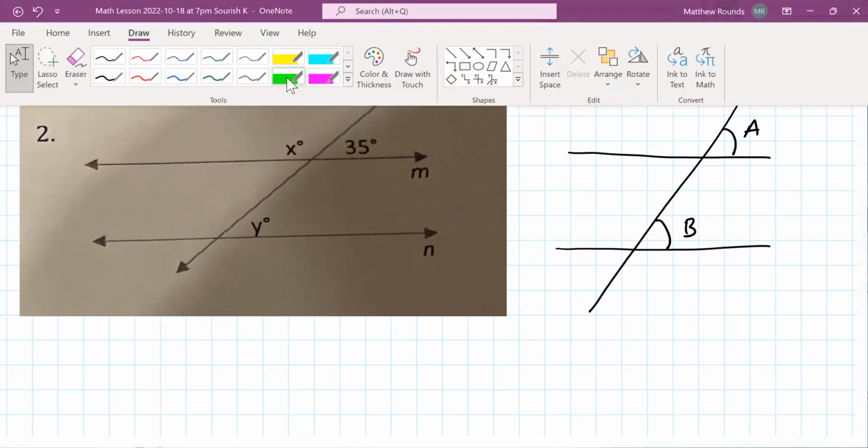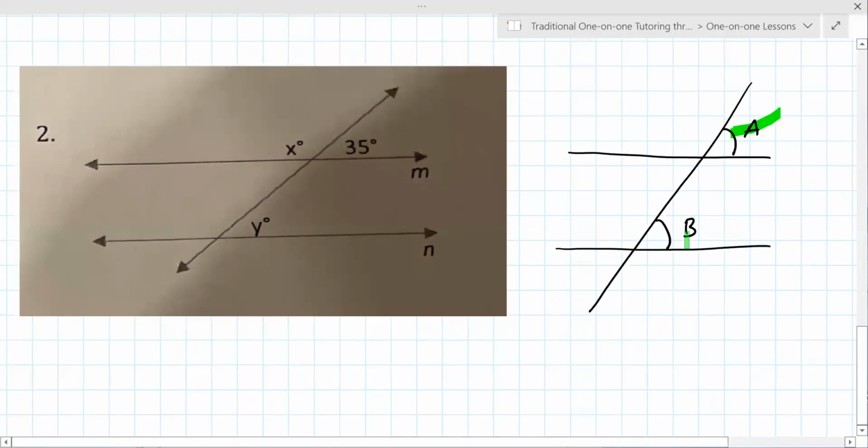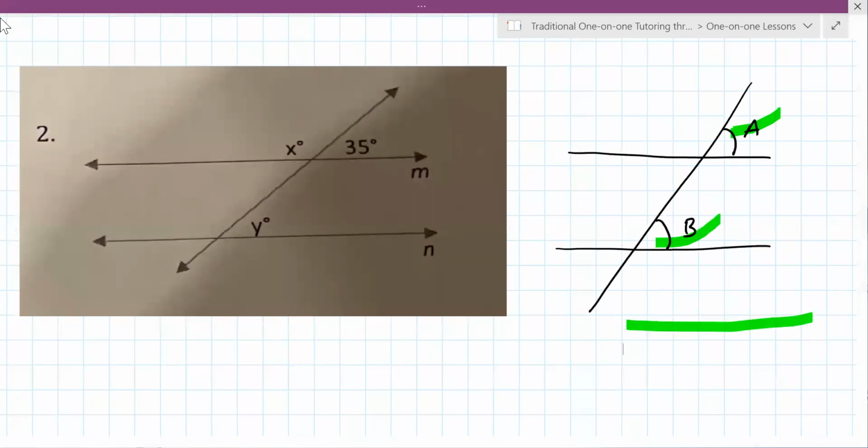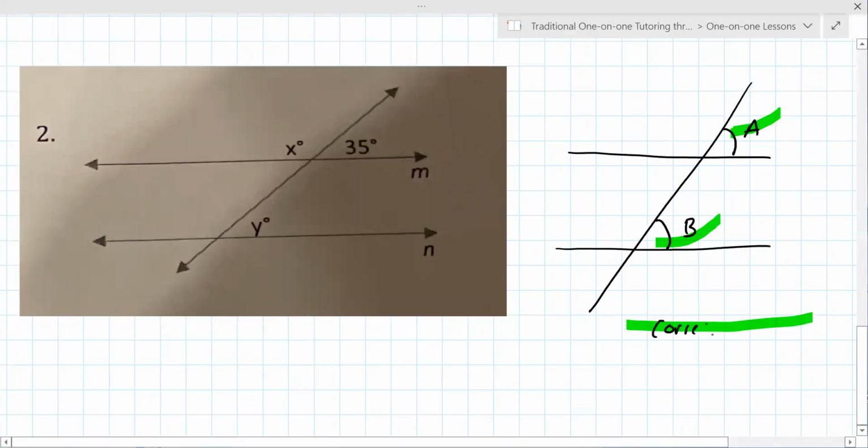Angle A and angle B are considered corresponding. The reason they're corresponding is because they're in the same relative position. Do you see how A is top right, and B is top right compared to this line here? Yeah. Okay, so we say they're corresponding, and corresponding means that they are congruent.